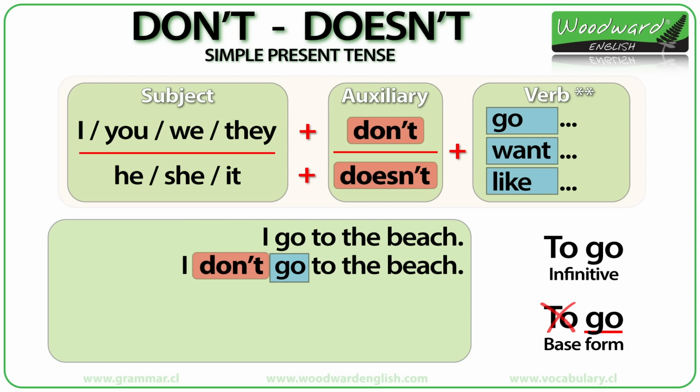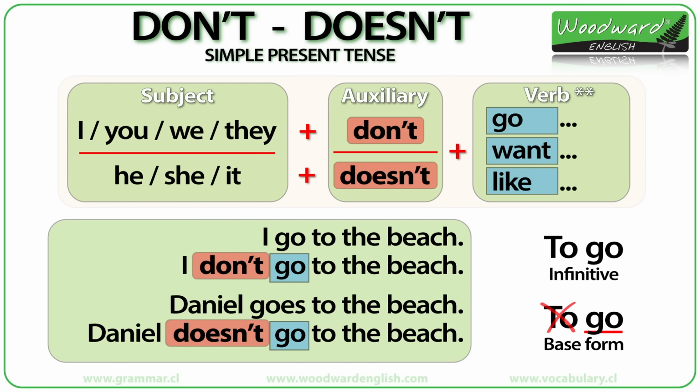Now, I want this sentence using Daniel instead of I. The affirmative sentence is Daniel goes to the beach. Goes is used with he, she, or it. Daniel is he. How can I change this to a negative sentence? Daniel doesn't go to the beach. Go, because it is the base form of the infinitive.